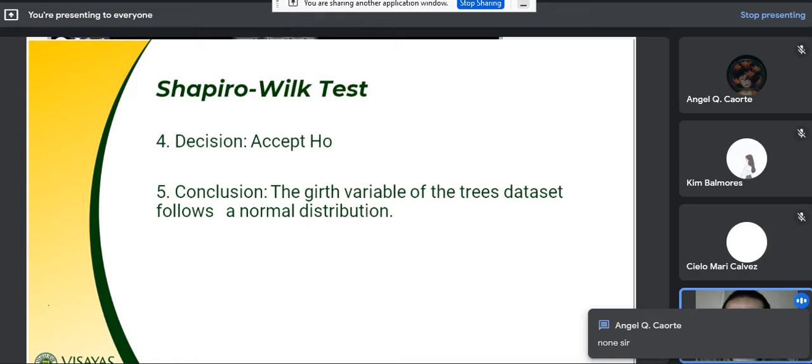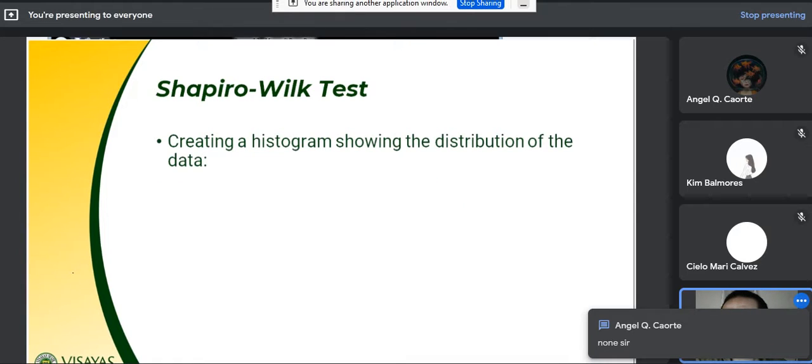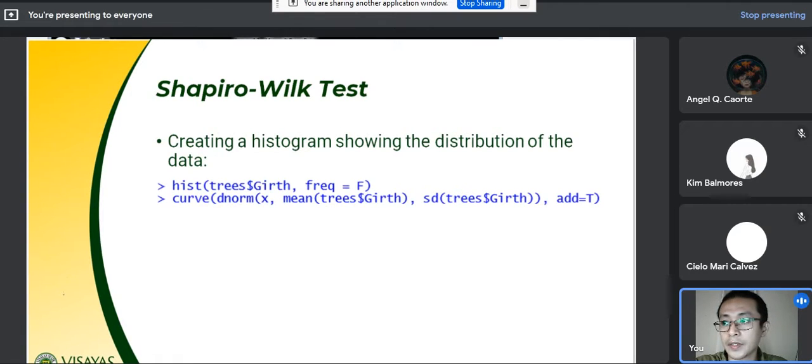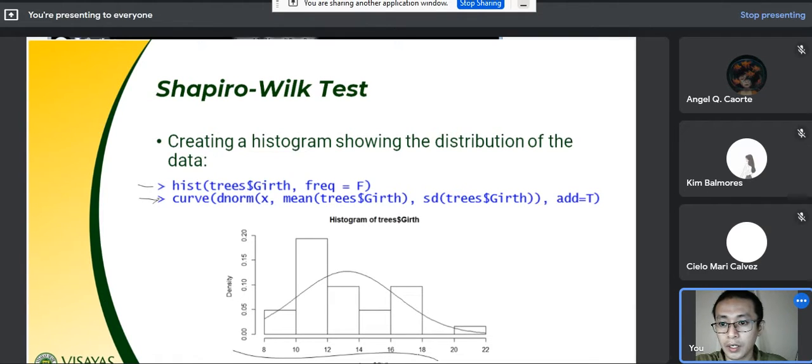Okay, so let's now move to the next slide. In addition, class, with our hypothesis test for normality, we can further support our conclusion by presenting a histogram. This is the code used to generate our histogram, and from our histogram, we are going to draw the curve. So this is our histogram as presented in this slide. From here, we could really say that a bell curve has been formed in our histogram. Therefore, our data follows a normal distribution.